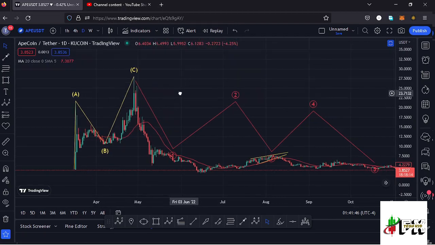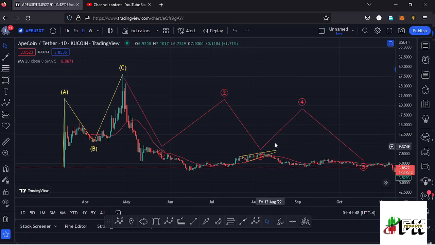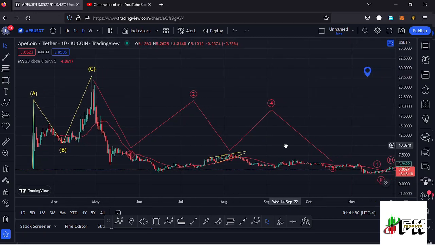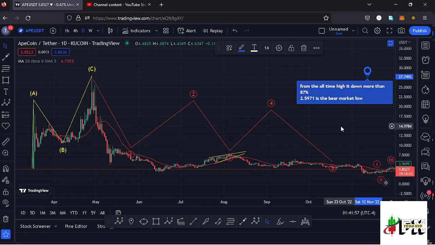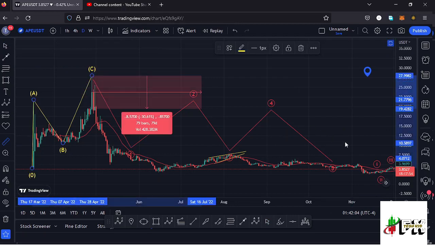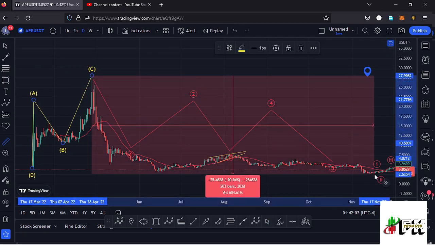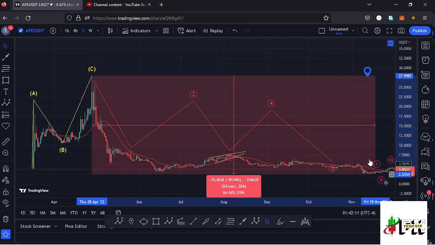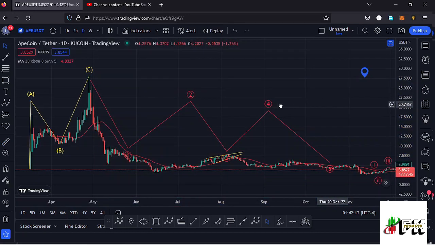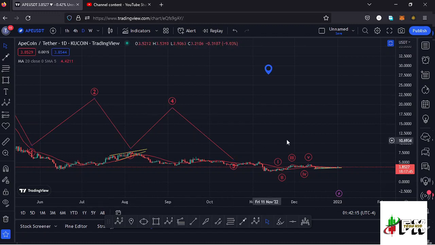And after seeing the all-time high, we started this impulsive movement to the lower side, which is much of a five-wave structure to the lower side. And in that movement to the lower side, we have made a low at around the $2.59 mark, and also giving you a measure from the all-time high. From the all-time high, you can see that apecoin is down more than 89%, and that means there are chances that we might have seen the low for this five-wave structure to the lower side.